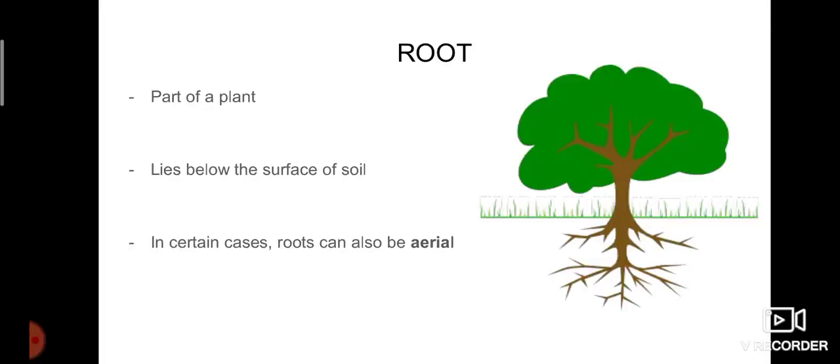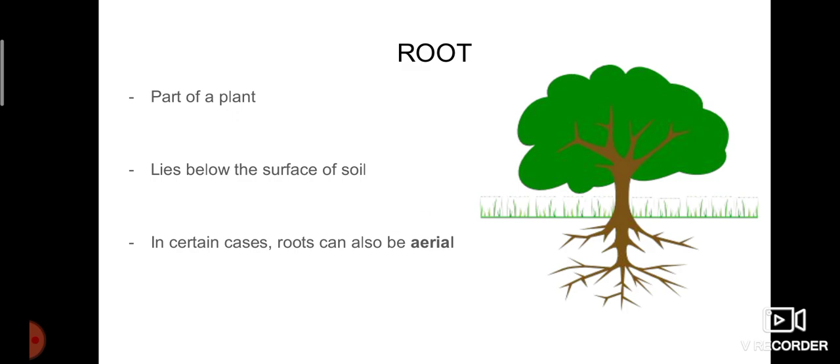So now we are going to see about root. Root is one of the parts of a plant and it typically lies below the soil. We already know that, isn't it? But it doesn't really mean that it always has to be underground. Roots present under the soil is a common scenario, but in certain cases, roots can also be aerial.